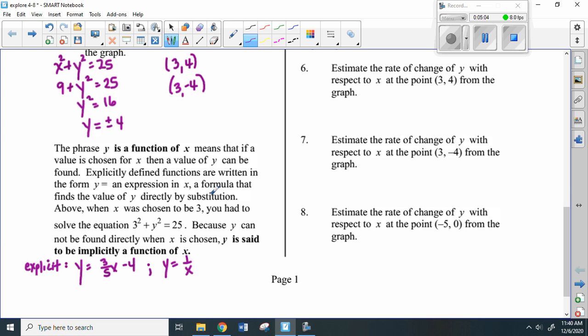So we say that that would be a function that was defined implicitly, all right? Because y cannot be found directly when x is chosen. You actually had to do some solving work. We say that y is an implicit function of x.